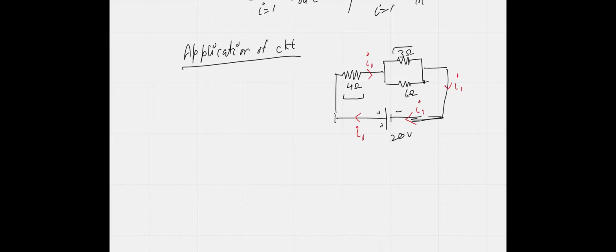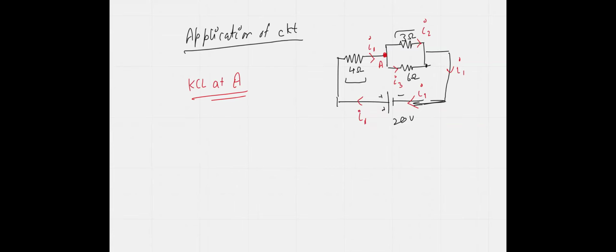Yes, sir. Okay, assume this is I1. So the current going in this branch is I2, and in this branch it is I3. Let's try to apply KCL at this point. This is junction A. KCL at A: let's look at all the currents going towards this junction. I1 is coming in, and I2 and I3 are going away. So I1 is equal to I2 plus I3.